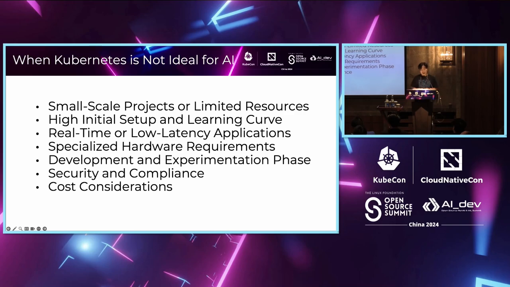Not every application is ideal for Kubernetes. Thinking about a small-scale project, or if you have very limited resources, for example, your organization has just a small budget for having just one GPU, it does mean that the Kubernetes auto scaling feature does not mean anything to you, right? It's only one. So no matter whether it is underutilized or overutilized, there is no workaround for that. And there is also the high initial setup and learning curve. Even though the GPU vendors provide us the plugin software and libraries.